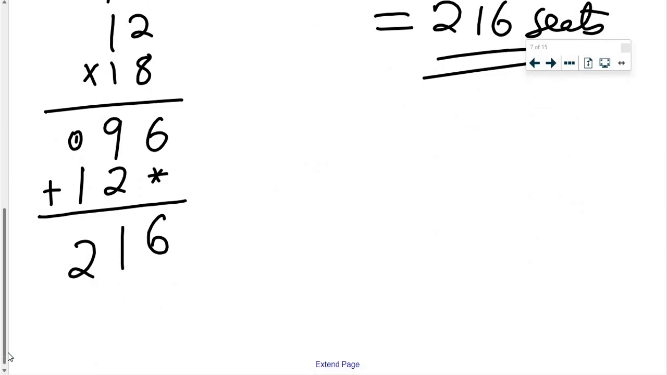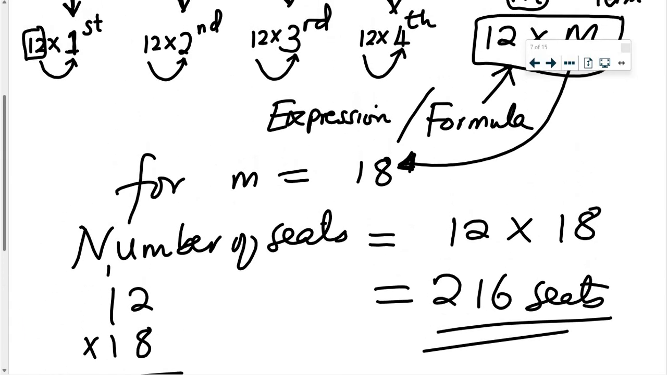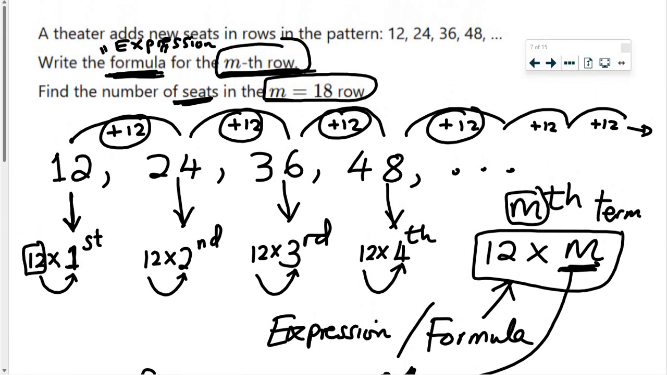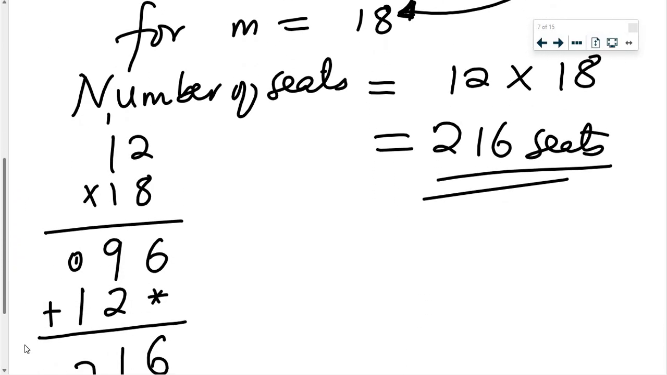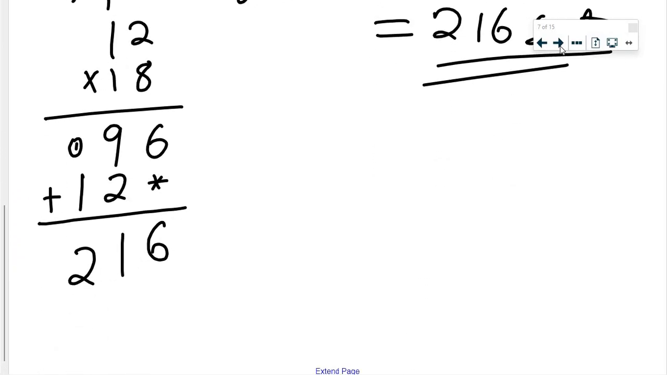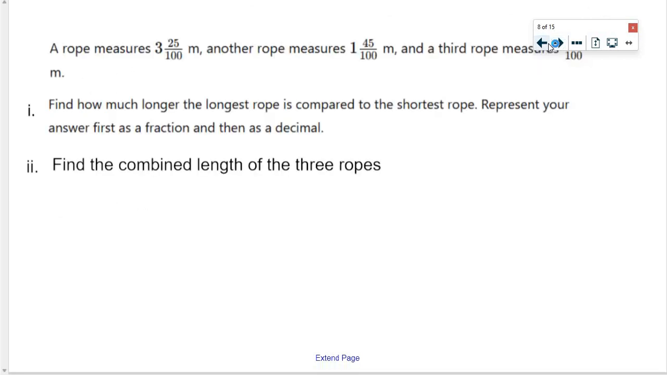Okay? So you can pause this video and try to take a screenshot of the question and then see the method and the final answer. All right? So, the next slide.